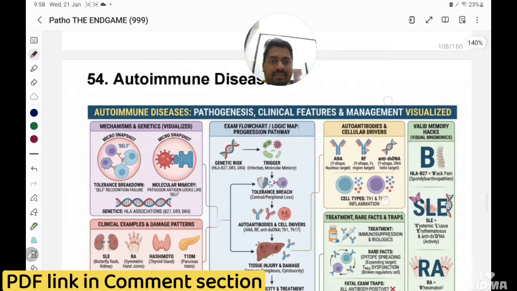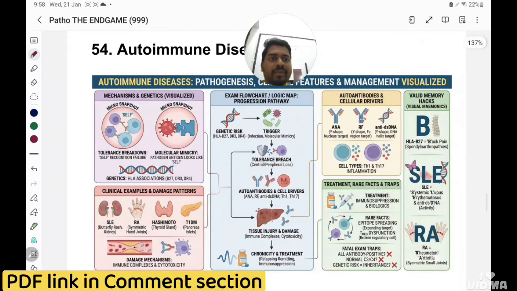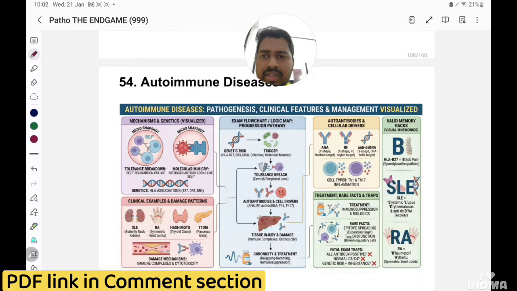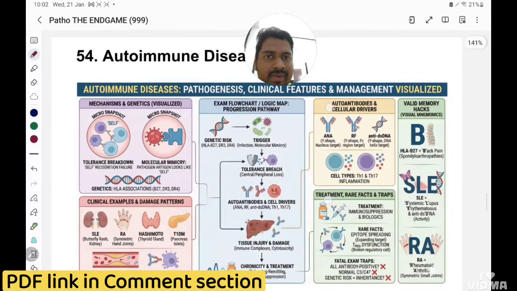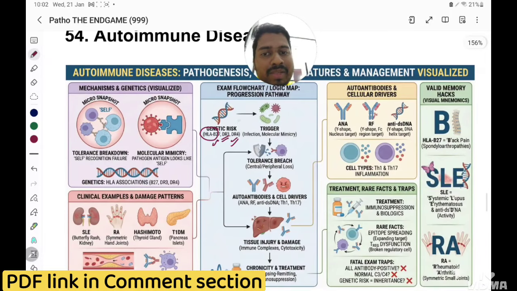We'll go to the next topic, a broad overview of autoimmune disease, very important from the microbiology and pathology point of view. Again, an introductory topic. Okay, so basically in all autoimmune diseases, there is almost always a genetic risk. Okay, a genetic trigger will be there. Usually what you need to remember for the exam is HLA-B27, HLA-DR3 and HLA-DR4. These are the most common things which will be asked. Based on this genetic risk, there will be a trigger. This trigger can be some infection, or there can be some molecular mimicry.